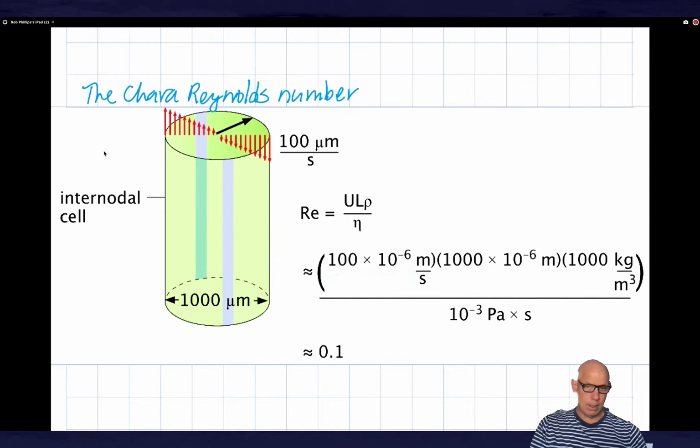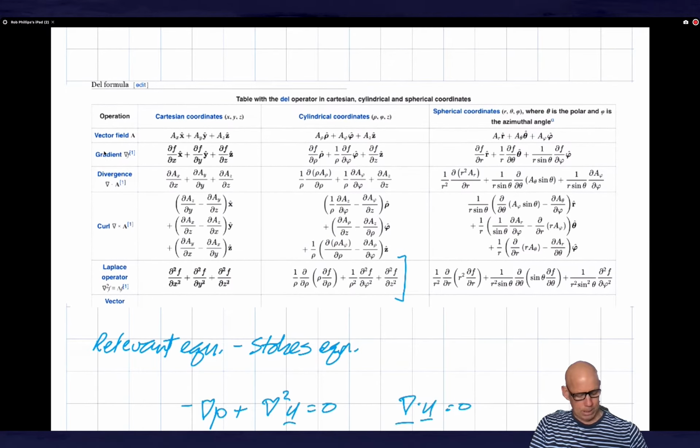Next, the length scale. The diameter of this thing is of the order of 1,000 microns, so that's 1,000 times 10 to the minus 6 meters. The density is 1,000 kilograms per cubic meter. And finally, the fluid viscosity is 10 to the minus 3 Pascal seconds. That leaves us with this dimensionless number of 0.1. So it's not super low Reynolds number, but we're in the low Reynolds number regime.